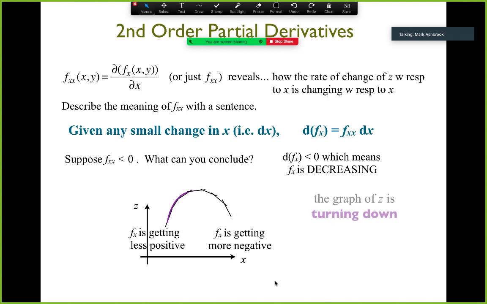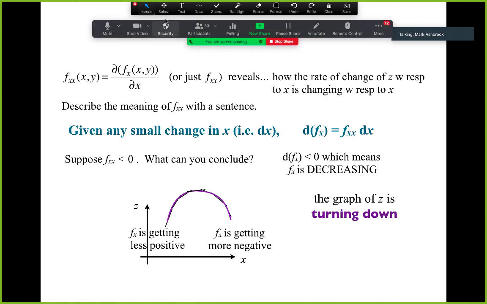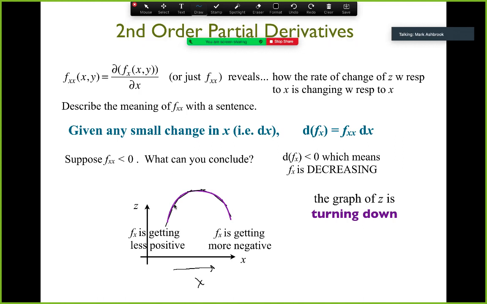So in that case, the graph is turning down as x increases. As x increases, regardless of whether z is going up or down, it's always bending down, right? Turning down. That's the rate decreasing, and that's when we're going to have a second derivative less than 0, and that's our concave down situation. Okay, so let's look at some examples in the graphs of this.